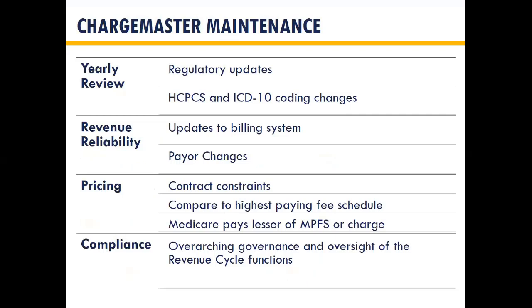Important to this is that you should conduct a ChargeMaster maintenance at least on a yearly basis for your regulatory updates and any HCPCS and ICD-10 coding changes for revenue reliability, because then you must update your billing system, keeping in mind that there are payer-specific changes which may need to be made. And talking about pricing, do you have contracts that are paying a percent of charges that limit the amount of yearly price increases?